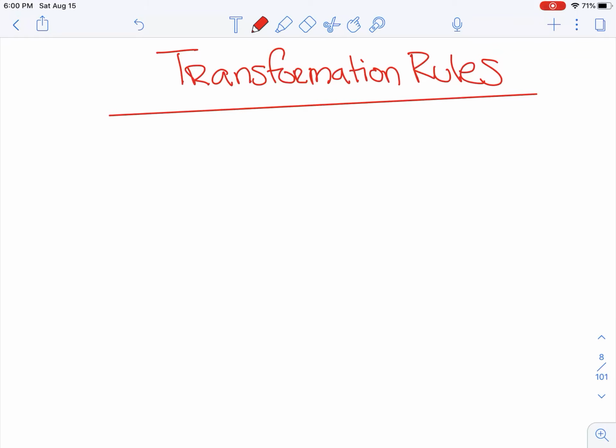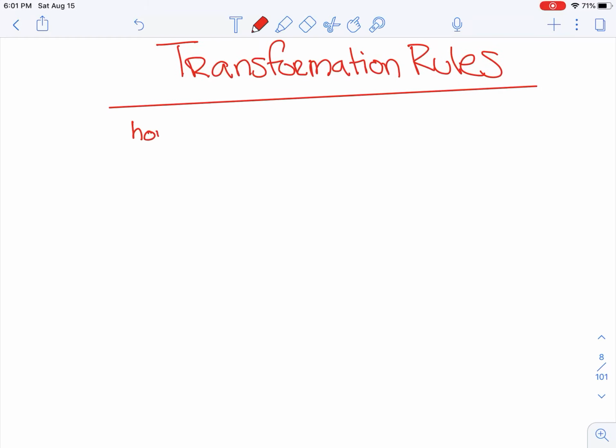Okay, so I'm starting on a separate sheet of paper, and I'm talking about transformation rules. The order I write this in is very important. Okay, so I have horizontal transformations, which are left and right transformations. These all happen inside parentheses.